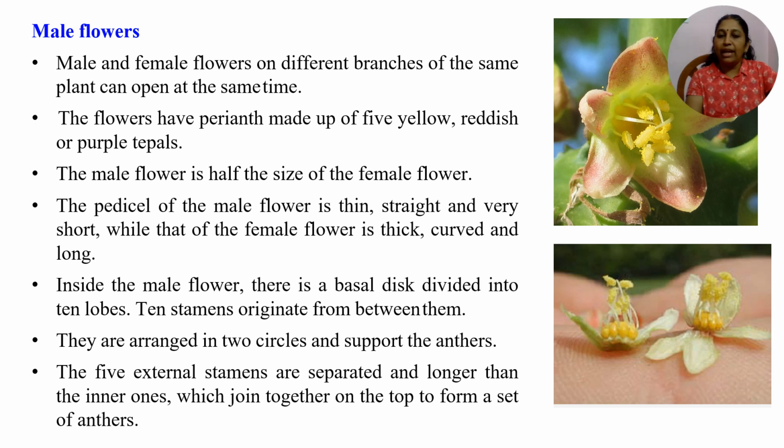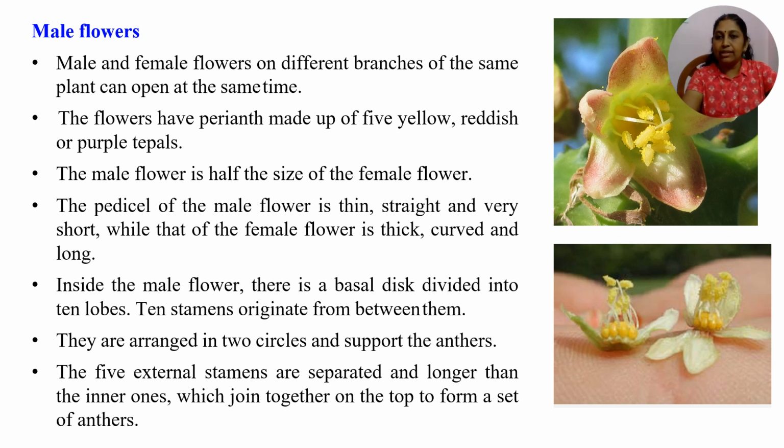Male and female flowers on the same inflorescence will not open at the same time, whereas male and female flowers on different branches can open at the same time. There is no prominent calyx and corolla. It has perianth lobes, and 5 yellow, red or purple colored tepals can be seen. The male flowers are small when compared to the female flowers.